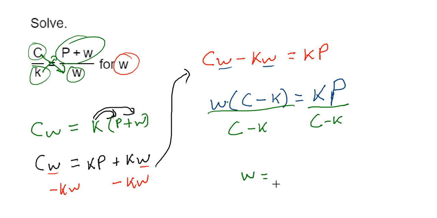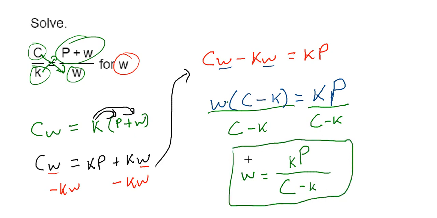So my final answer, let me see if I can really exaggerate it here. It's a lowercase w equals lowercase k, capital P, over capital C minus lowercase k. I'll just kind of write it small. All right. And that's what we need to type in to Math Excel.